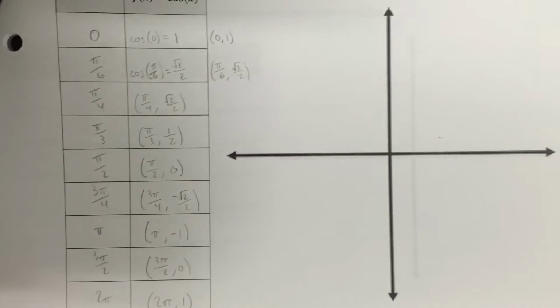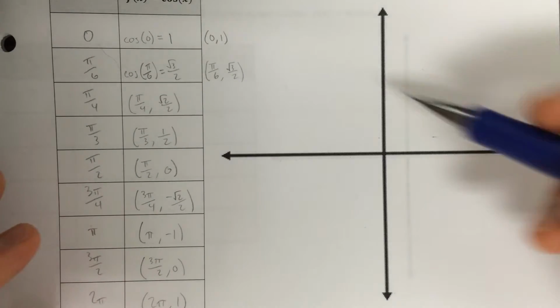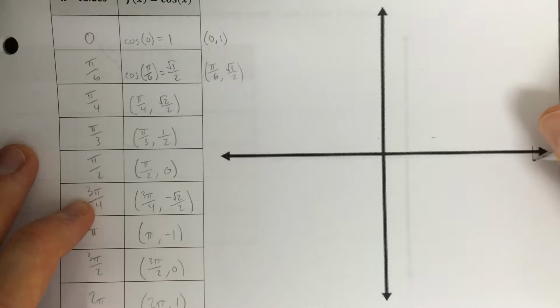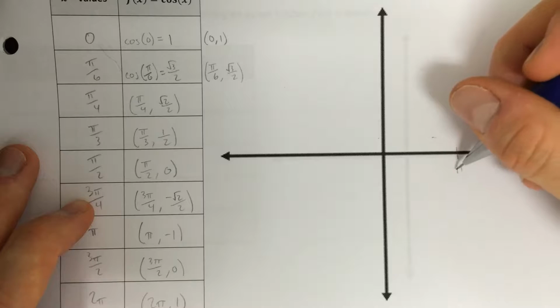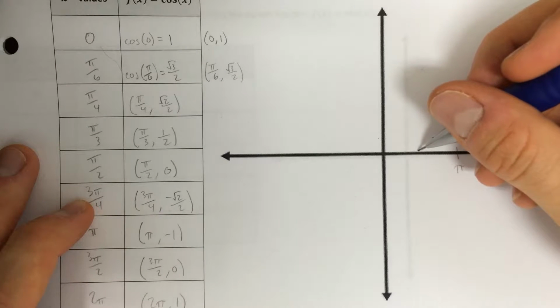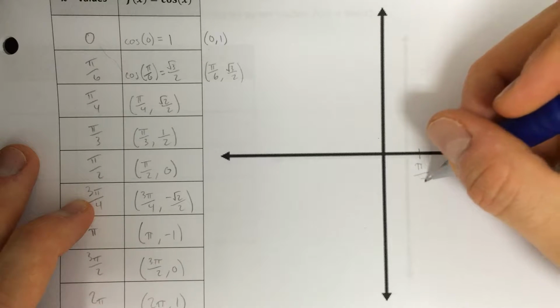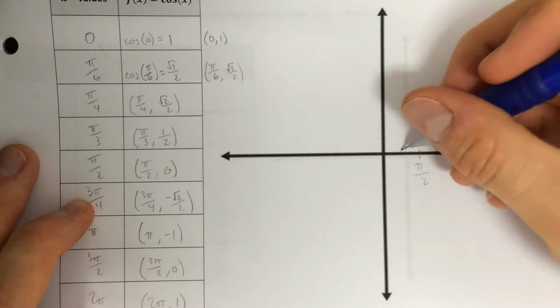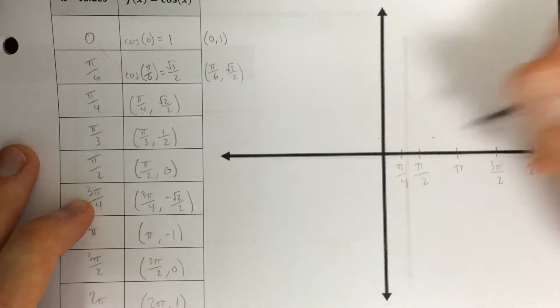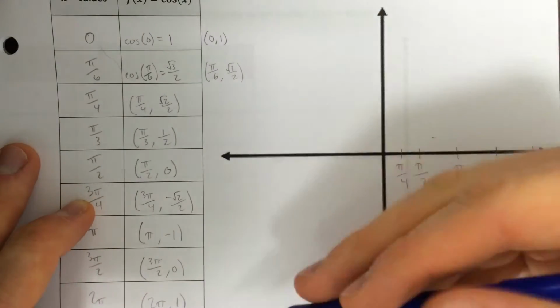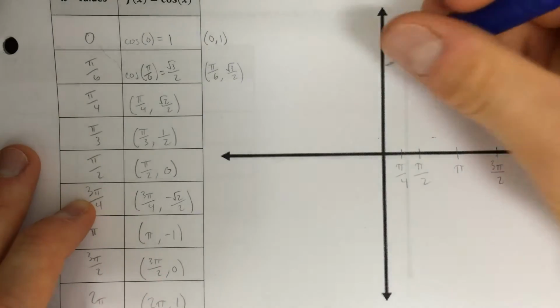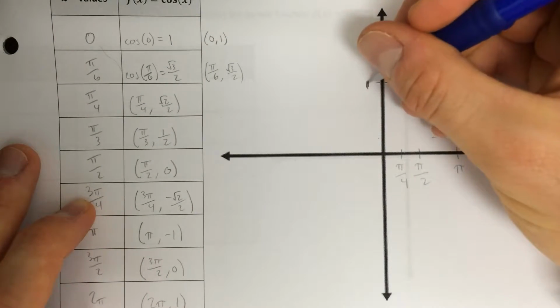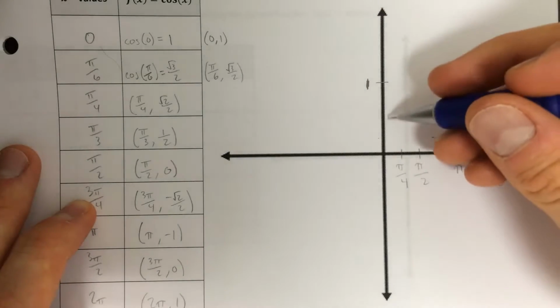Now we're going to do a similar thing we did for sine. Again, our largest x value for cosine here is 2 pi. And then let's do similar things. This would be pi over 2, 3 pi over 2, pi over 4. And our largest y value, if you look, would be 1. And our smallest y value would be -1.